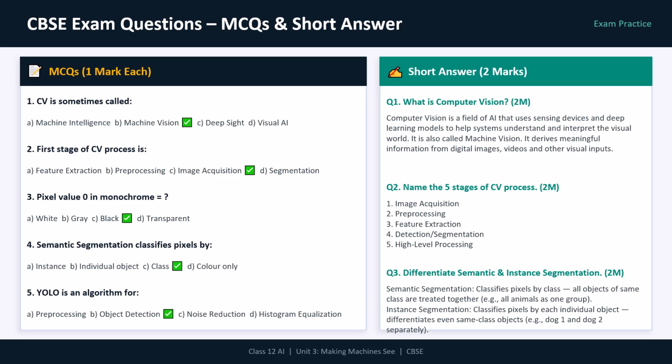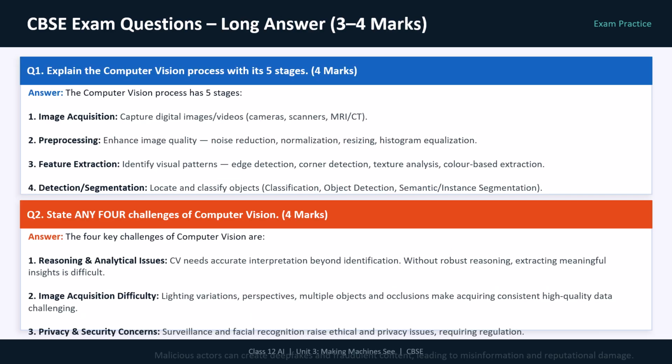And finally, practice time. These slides have CBSE pattern questions, MCQs, short answers and long answers, all with complete model answers. For MCQs, the answers are machine vision, image acquisition, black, class and object detection. Write these down and revise. I want you to close this video and write out at least one long answer from memory. That's the best exam preparation you can do.